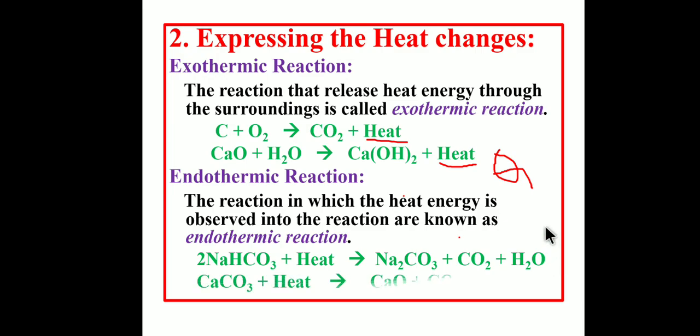So let us take one more example. Calcium carbonate, CaCO3, on heating gives calcium oxide plus CO2. This is an endothermic reaction. Endothermic in the sense heat we have to represent towards the reactant side as a plus sign, otherwise as a minus sign towards the products. This is about the endothermic and exothermic reactions and heat changes. Heat changes we can also represent with the capital Q.